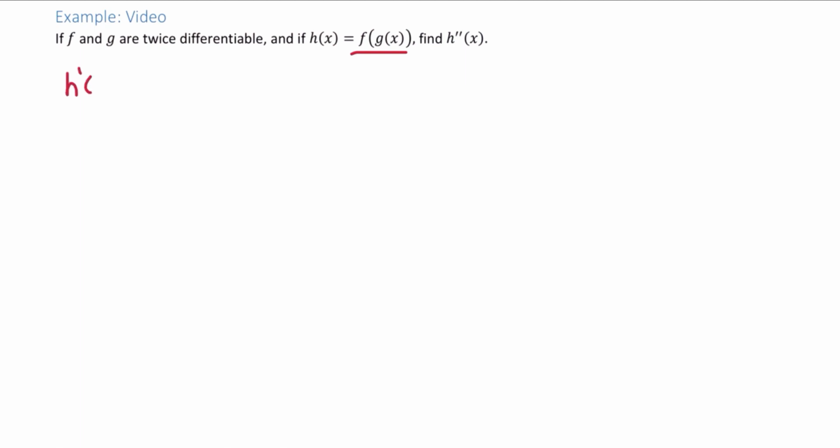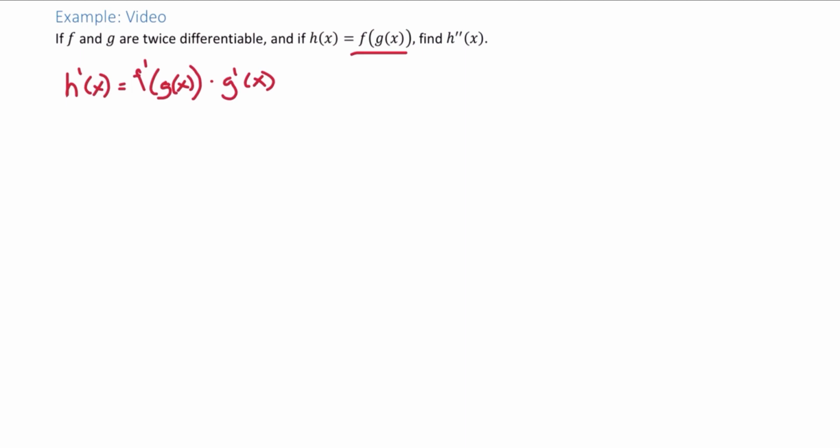So h prime is, we'll take the derivative of the outside, which is f prime. We need to copy the inside. And now, since, again, h is a composite function, we'll multiply by the derivative of the inside function, which will give us g prime of x.